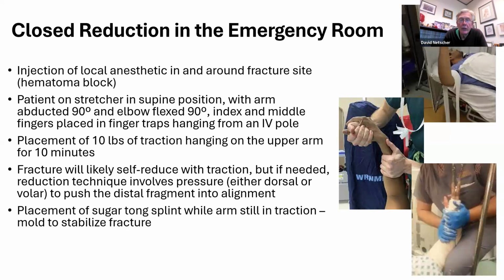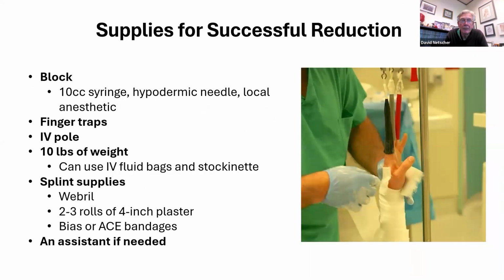And then placement of a sugar tong splint while the arm is still in traction and molded to stabilize the fracture. Why a sugar tong splint? Because it controls the forearm pronation and supination, so you don't get that twisting effect on the fracture site. So it's not only a splint across the wrist or a cast across the wrist, but a sugar tong splint that controls the elbow and forearm pronation.